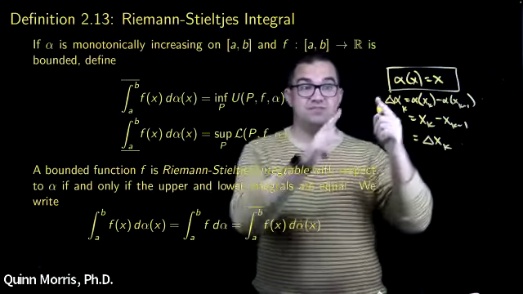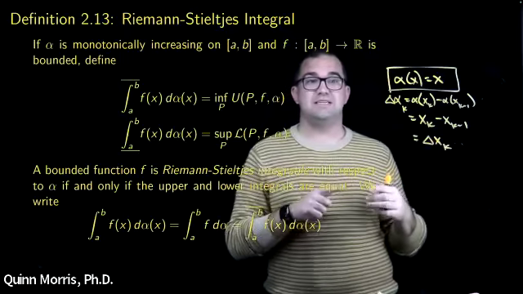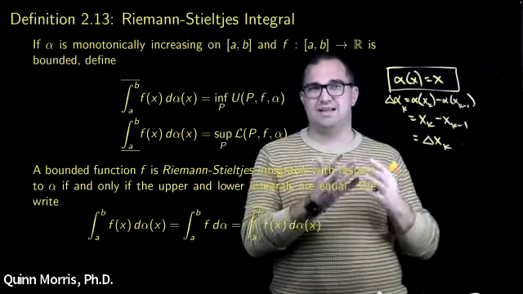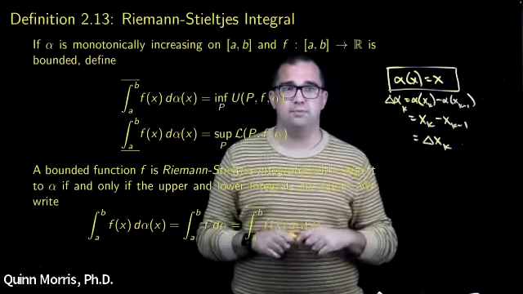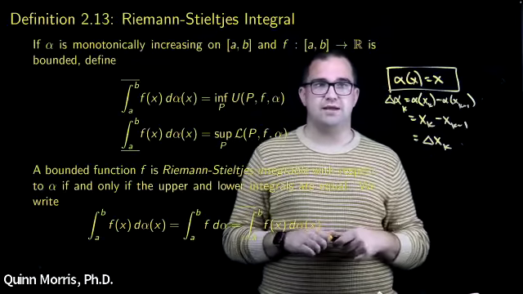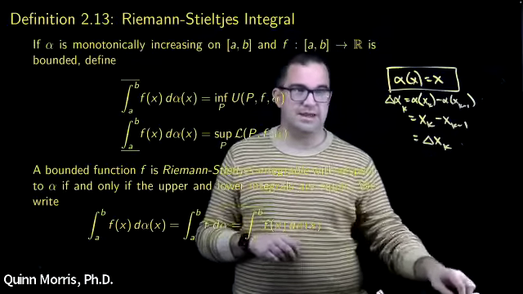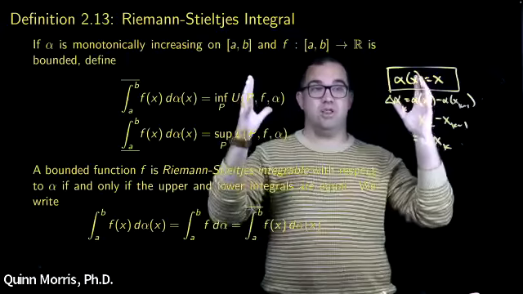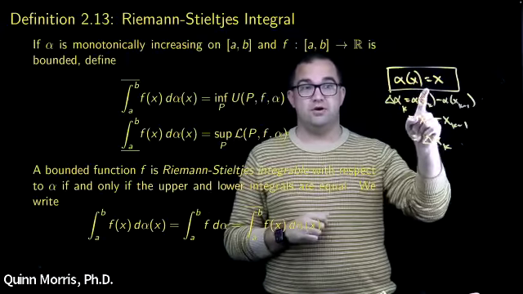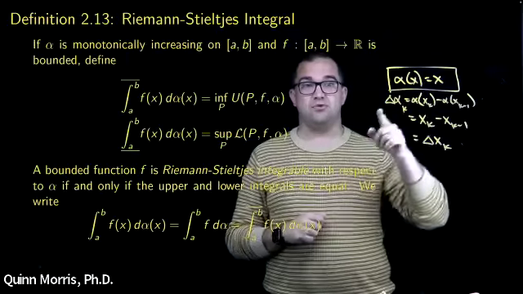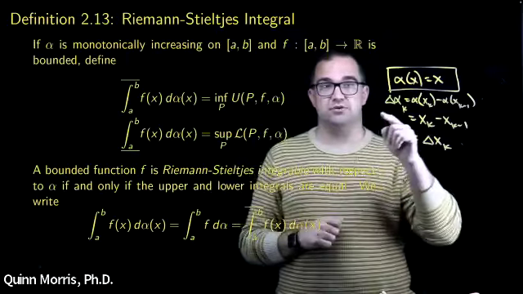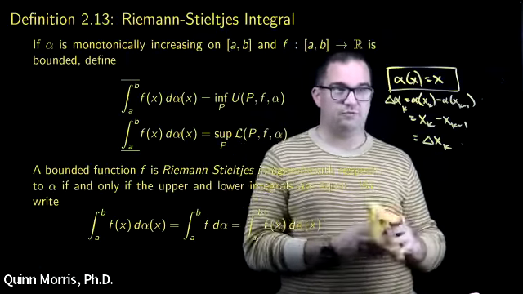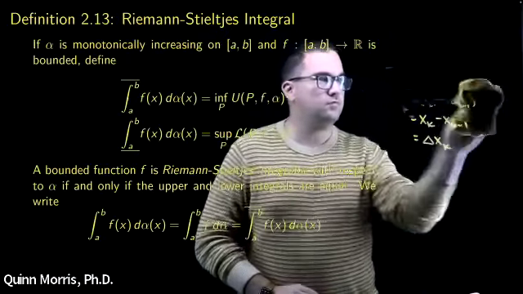But we can look at lots of different kinds of alphas and see that what we recover is actually some other object. We'll look at one example in this video and more examples as we progress in talking about the Riemann-Stieltjes integral. So again, the whole point of the Riemann-Stieltjes integral is to generalize the Riemann integral. And what we're seeing here is indeed that the Riemann integral is a special case of the Riemann-Stieltjes integral where alpha of x is simply taken to be the identity function, alpha of x is equal to x. All right.